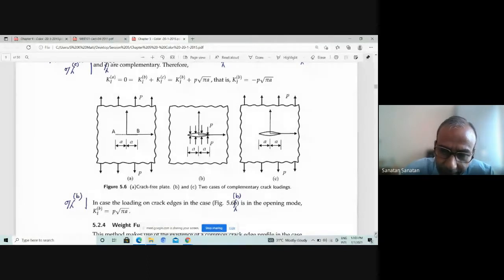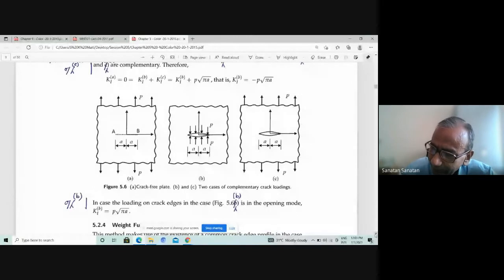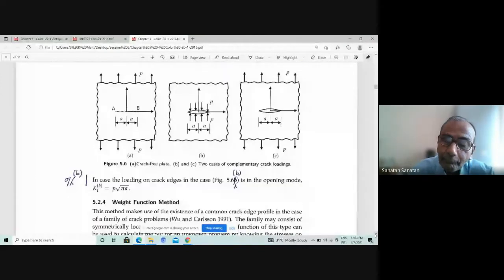And since we know the SIF for the third problem on the right is P root pi a, the SIF for the middle problem is nothing but P root pi a. So you see that you try to be cunning, just think of a situation which can be thought of as a superposition of two known problems. Then in that case, you can find the solution for the third one which is unknown. That's what, and it is very useful indeed. Actually, many solutions have been obtained by considering this sort of superposition.